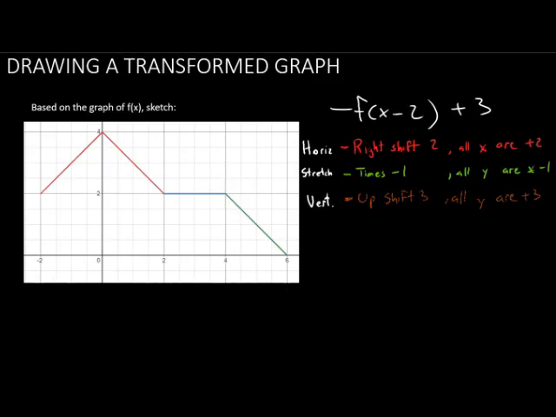Now, when we do transformations, we handle the horizontal modifiers first. So we'll do the right shift before we do anything else. Then we'll handle the stretch next. And then we'll handle the vertical shift third. This will be the order of operations anytime you're dealing with this type of transformed graph. Horizontal first, stretch second, and vertical shift third. Now that we know this, let's write down the positions of the key points on this graph.